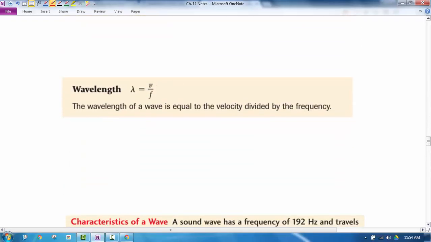Now there's a relationship between wavelength, speed, and frequency that's right here. That's on our formula sheet. Turns out the wavelength is equal to the velocity over the frequency. This formula comes right from distance equals rate times time, because the distance is the wavelength, the rate is velocity, and the time is the period, which is 1 over the frequency. So therefore you get this formula here.